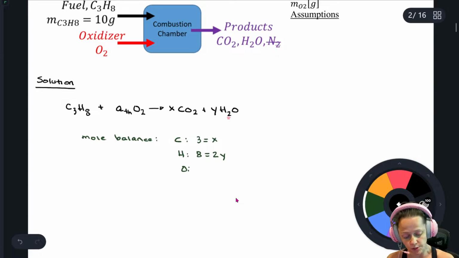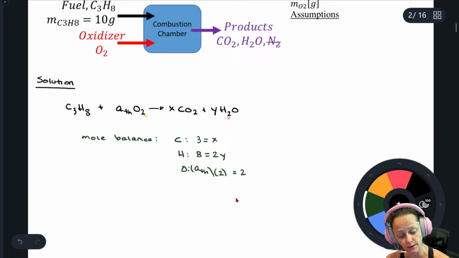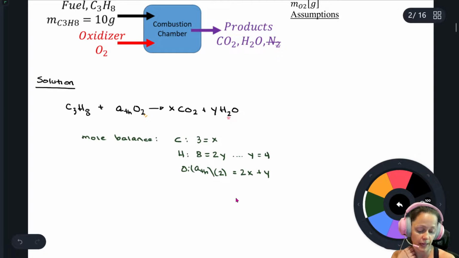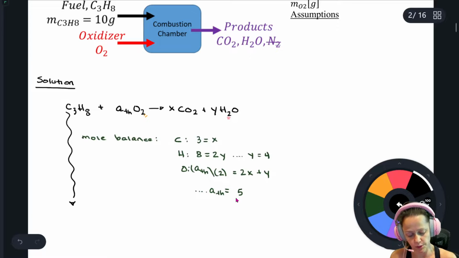And then for the oxygen, I've got a, oops, I almost forgot that 2 there. So it's going to be times 2 on the left-hand side, and then on the right-hand side, I've got 2X plus Y. So, of course, Y is equal to 4, X is equal to 3. So the number that goes in front of that oxygen is going to be 5. Okay, so here's my balanced equation.